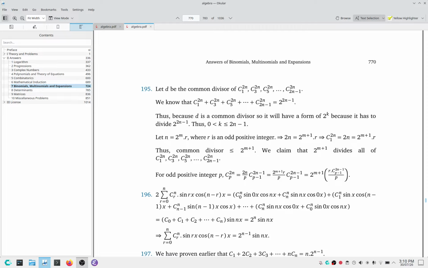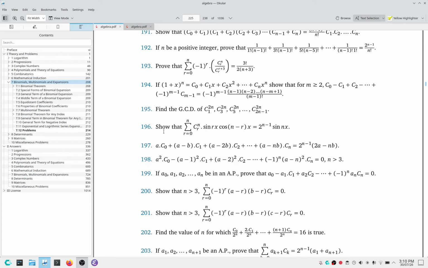up to 2nC(2n-1). For odd positive integer p, 2nCp is equal to 2n upon p times (2n-1)C(p-1), that is 2^(m+1) r upon p times (2n-1)C(p-1), that is equal to 2^(m+1) times r times (2n-1)C(p-1) upon p.